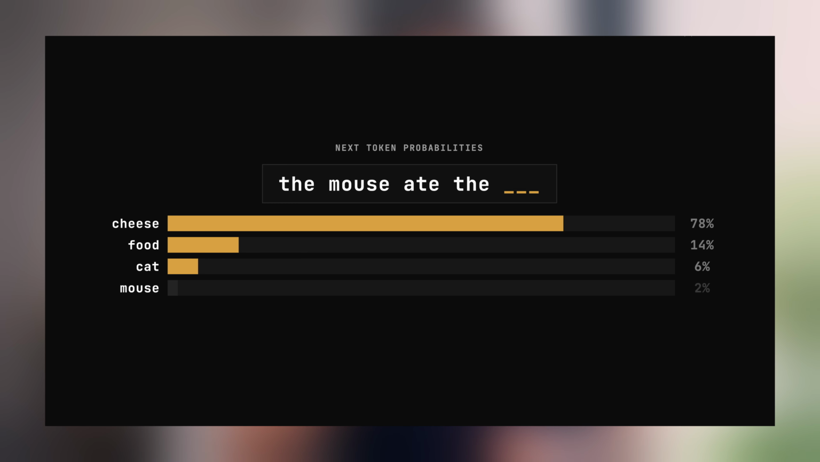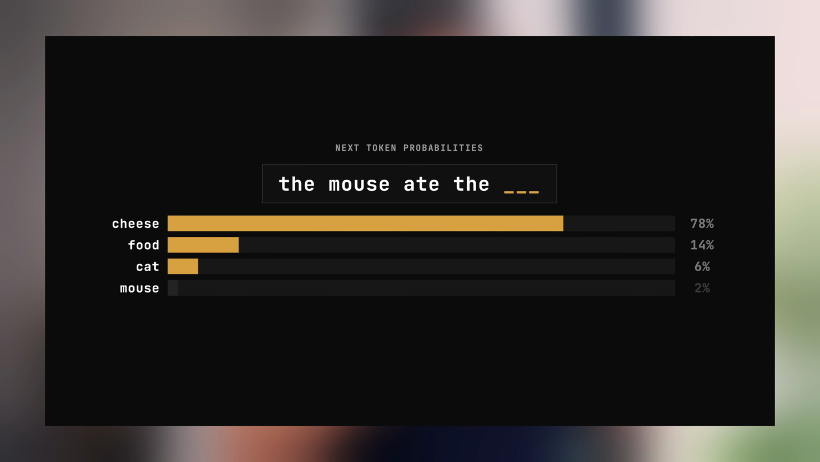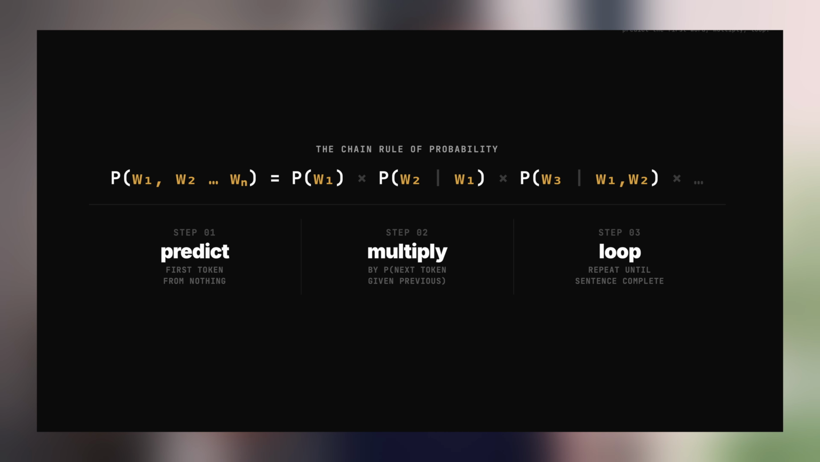Because its goal is to model how humans naturally speak online, it applies syntactic and semantic knowledge. It might give the word cheese a very high probability, but it knows that "the mouse ate the mouse" is semantically weird. So it would give mouse a very low probability. To write a full sentence, it just relies on something called the chain rule of probability. It predicts the first word, then multiplies by the probability of the second word given the first word, and loops that process over and over.